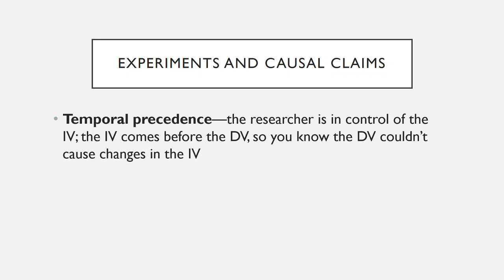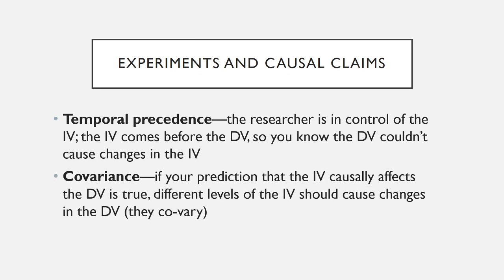Whereas with the correlation, it really doesn't matter because you're just measuring the variables. It doesn't matter really the order in which you measure your variables. The temporal precedence in an experiment is very, very important. If you're predicting the IV causes changes to the DV, this necessarily needs to be part of how you establish the temporal precedence. For something to cause changes in something else, it needs to occur first in time.